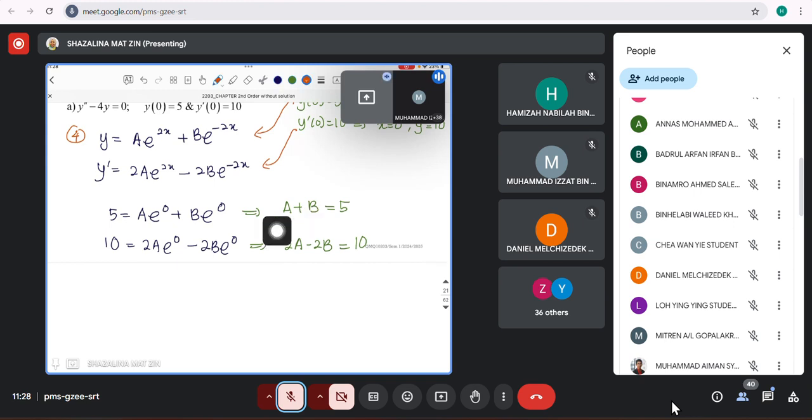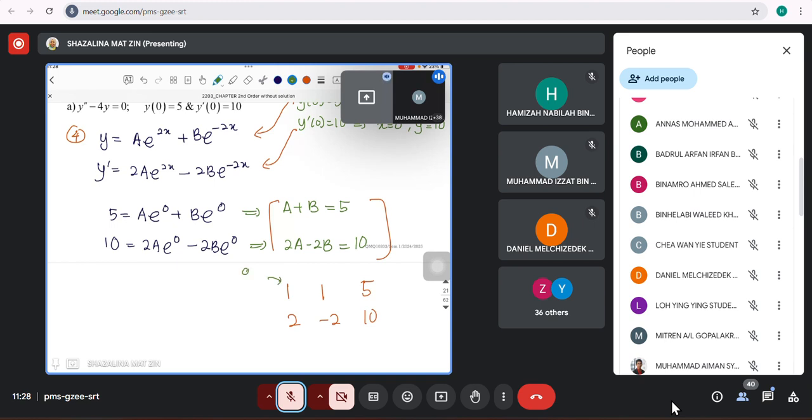So how to find? Okay, from this equation 1 and 2, you need to identify what this A1, B1, C1 are. From here, we convert to matrix form. Coefficient for A, 1. Coefficient for B, 1. Coefficient for C, 5. This one, 2, negative 2, 10.